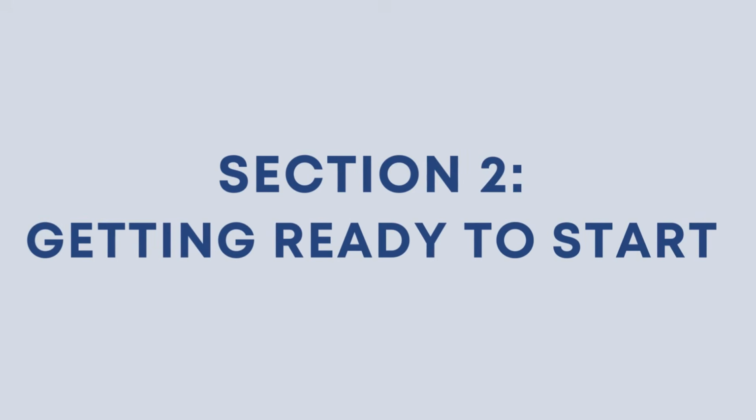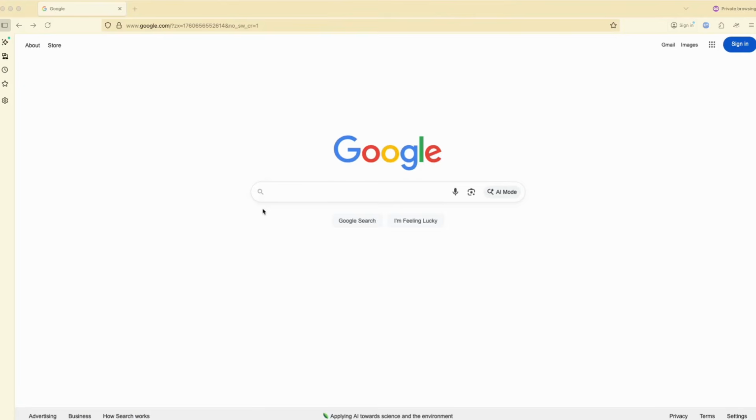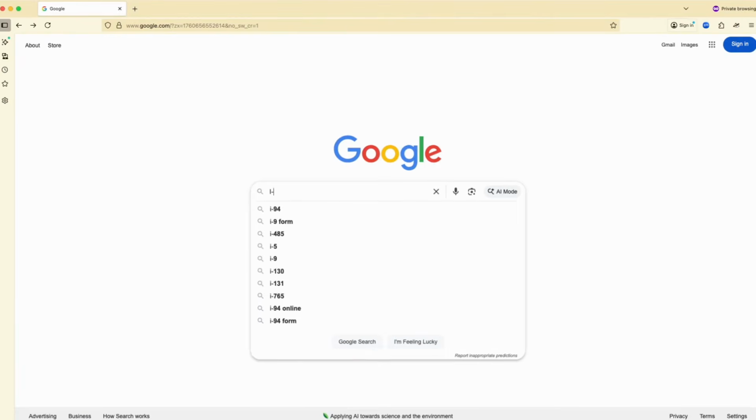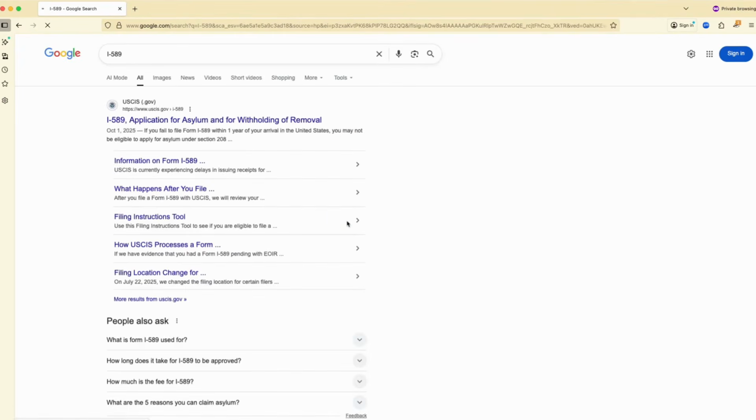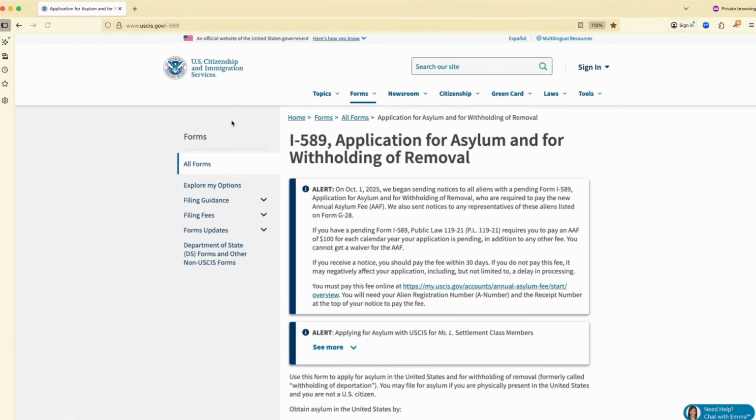Section 2. Getting ready to start. How to find Form I-589. To find the asylum application form, type I-589 in the search bar of your internet browser and click Search. Then, click on I-589 Application for Asylum and for Withholding of Removal.